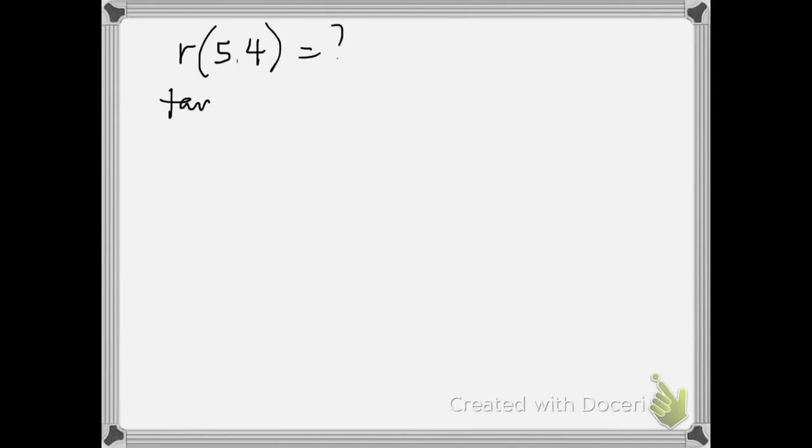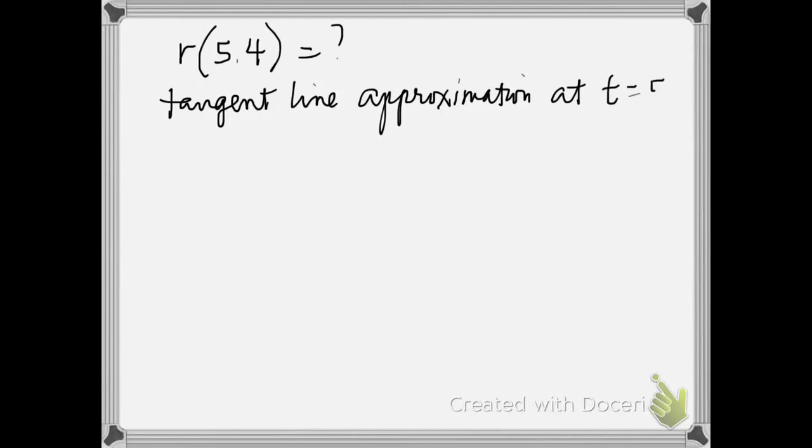So we want the tangent line approximation at t equals 5. Tangent line approximation at t equals 5. Okay, so tangent line makes us think of slope and makes us think of derivative, right? So tangent line, slope, derivative. That means we're going to be doing r prime at 5, okay? So this is the slope of the tangent line at t equals 5, right?